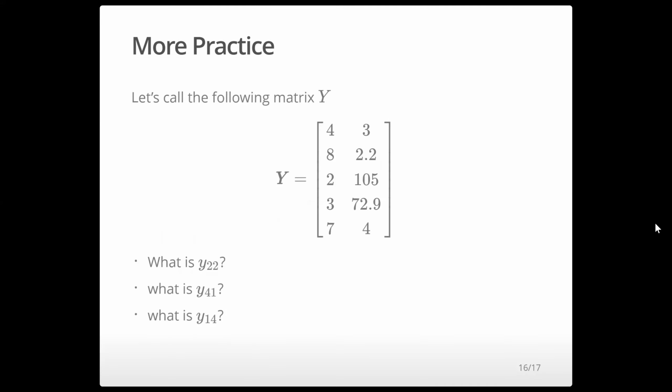And then how about here? This is our non-special matrix. This is just a generic matrix. So what's y22? For y22 we would go to the second row and second column, so that's 2.2. For y41, we'd go to the fourth row and the first column, so that's going to be 3. And then y14, we'd go to the first row and the fourth column. There is no fourth column, so there is no y14.